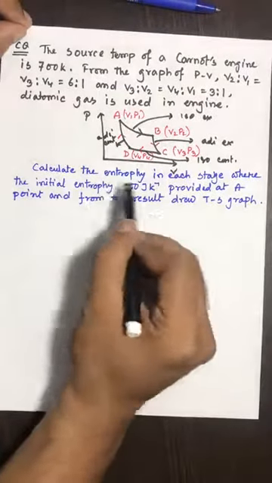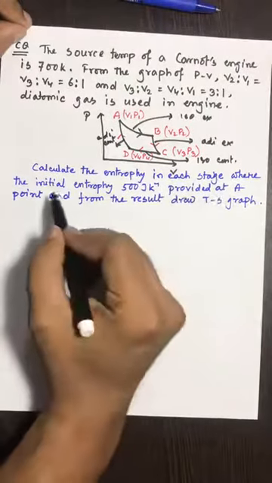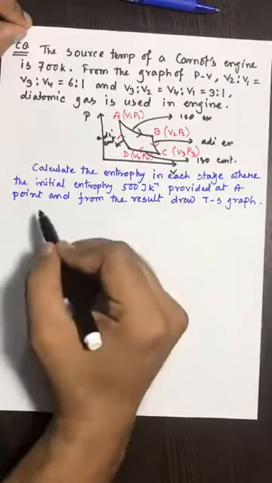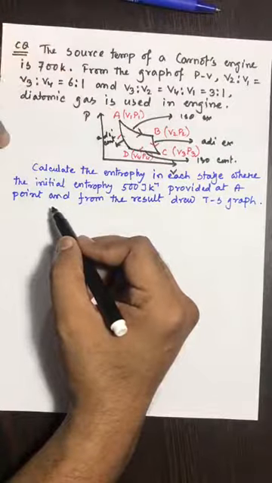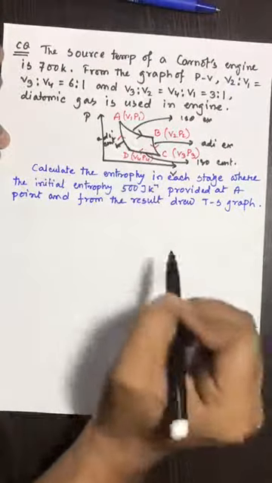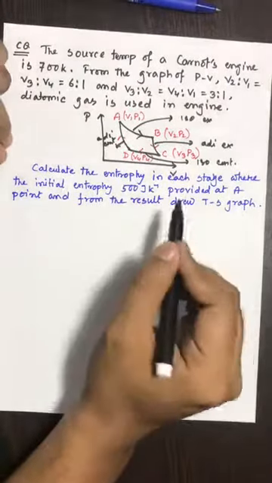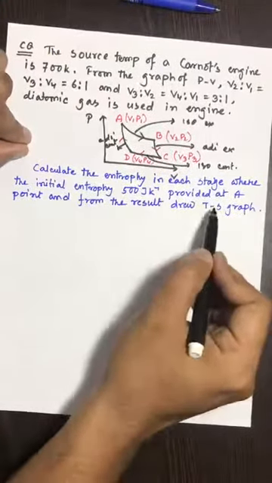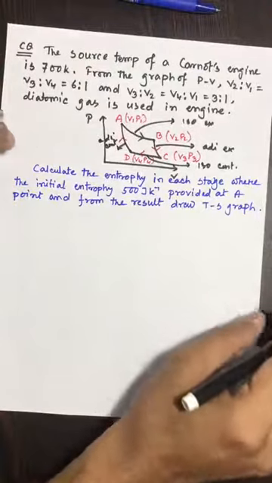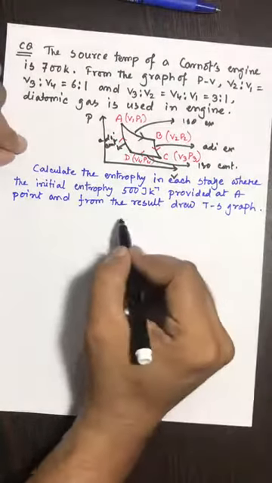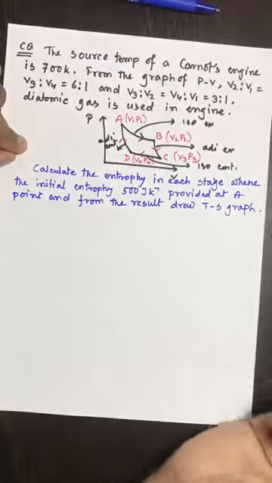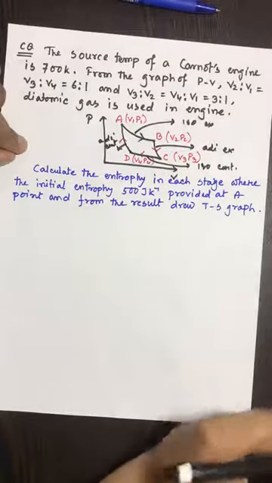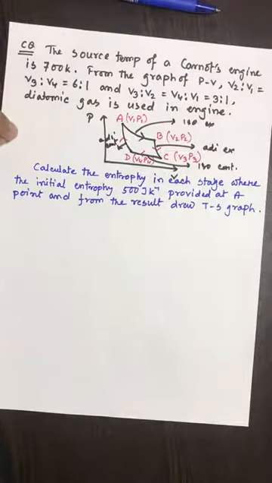And what they said is to calculate the entropy in each stage, where the initial entropy of 500 joule per Kelvin is provided at point A. The entropy needs to be measured in each stage, and from the results, draw your temperature versus entropy graph. Very complicated thinking as well, but no worries about that.